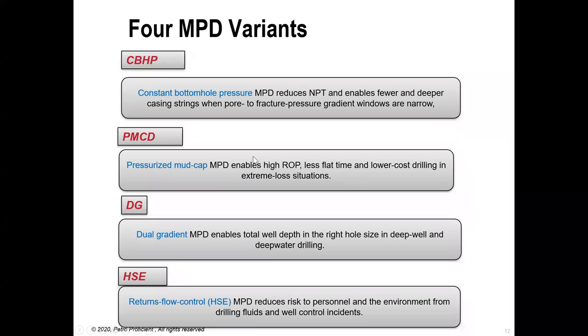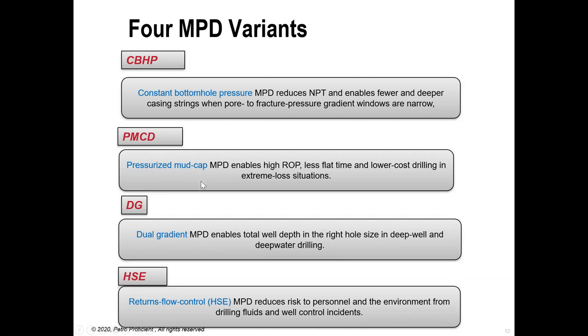We can have another session for pressurized mud cap drilling because this is a totally different technique, and we can certainly discuss that. And then there is dual gradient drilling, and then there is return flow control, that is HSE. So constant bottom hole pressure, the aim of it is basically to reduce non-productive time and enable fewer and deeper casing strings while pore pressure fracture gradient windows are narrow.